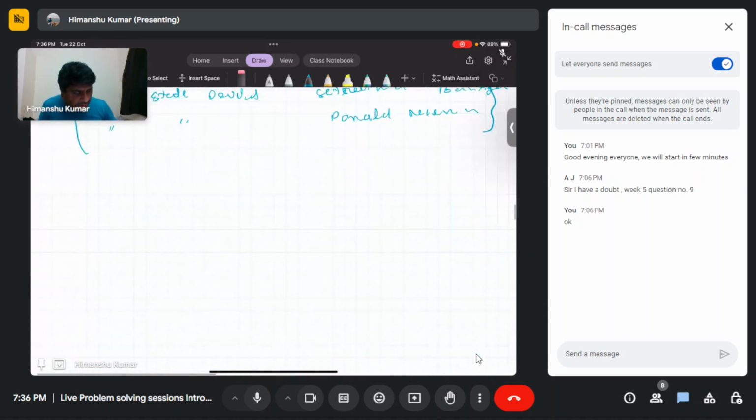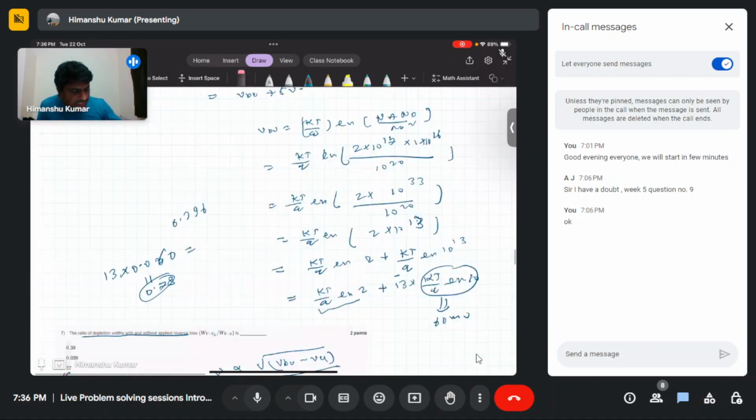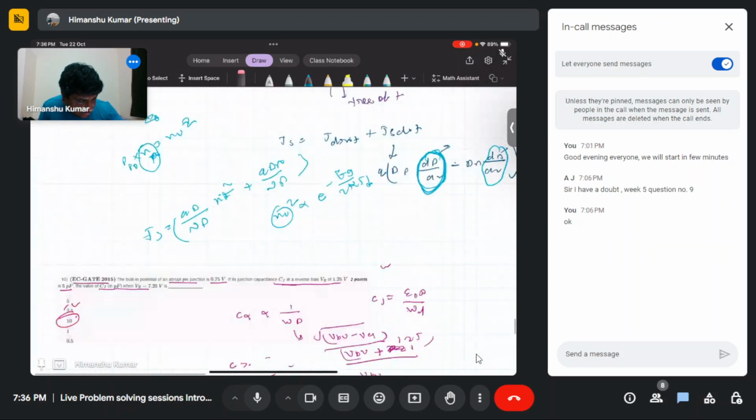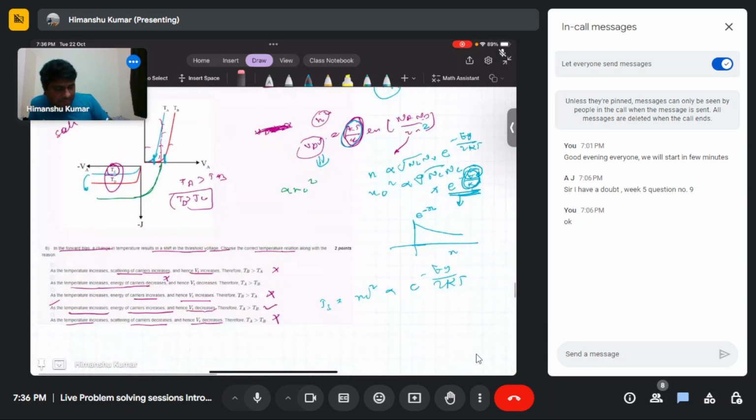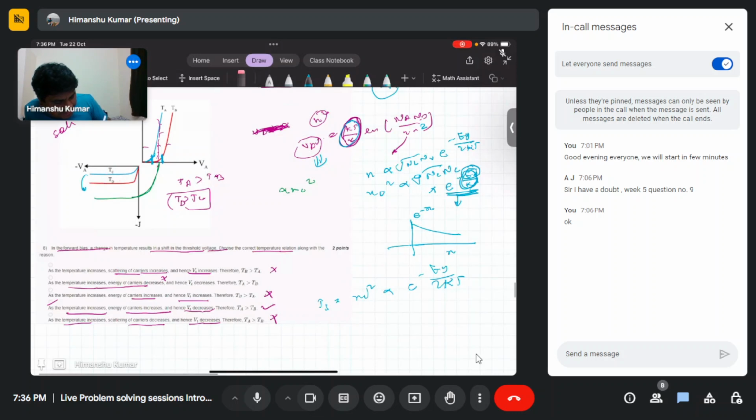Yeah, right. So now basically this has the lower current, this has the higher current. So basically, based on this relation, you need to find which temperature it can be at.